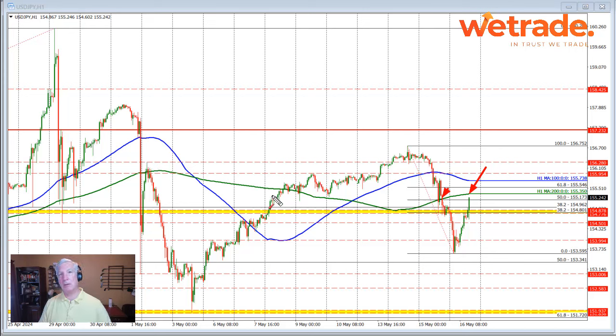If the price can stay below that level, then we'll see a rotation back to the downside with this area near the 154.80-ish type area as a support level. And if we get below that level, it opens the door for further selling, in my opinion. So be aware of that in the dollar versus yen.